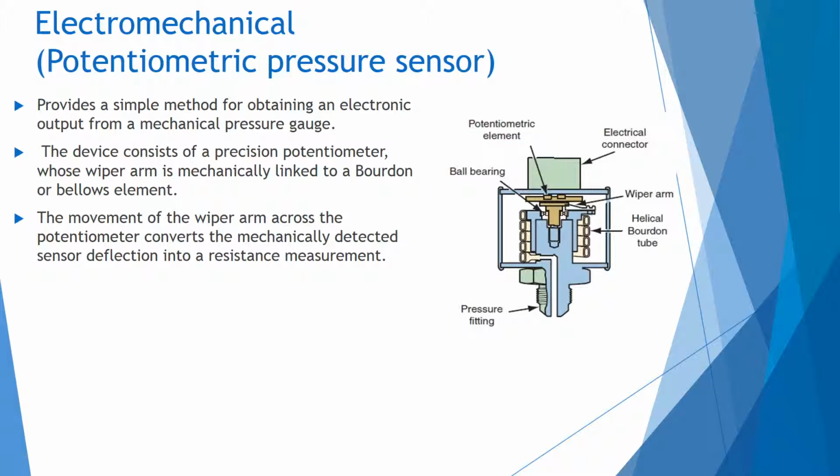Next is the potentiometric pressure sensor. The device consists of a precision potentiometer whose wiper arm is mechanically linked to a Bourdon or bellows element. The movement of the wiper arm across the potentiometer converts the mechanically detected sensor deflection into a resistance measurement. And you can see the illustration in this image.